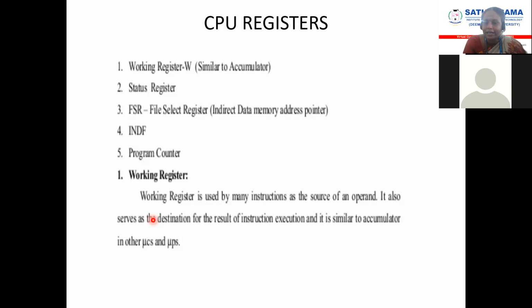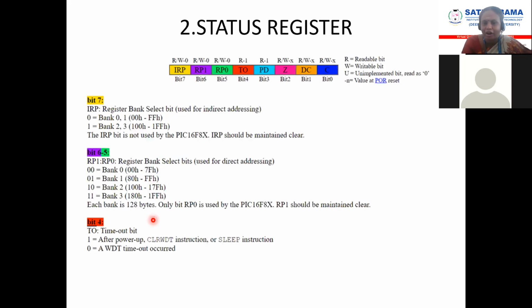So don't get confused, because the manufacturer is different, that's why the name is different, but the purpose will be the same. Okay, so the status register is a flag register. Whatever flags we have seen there, zero flag, auxiliary carry flag, parity flag, and carry flag, similarly here also we have three flags.